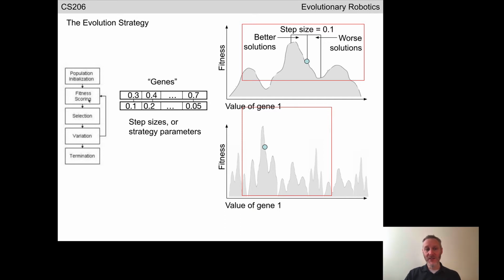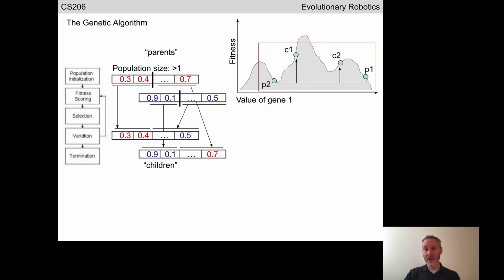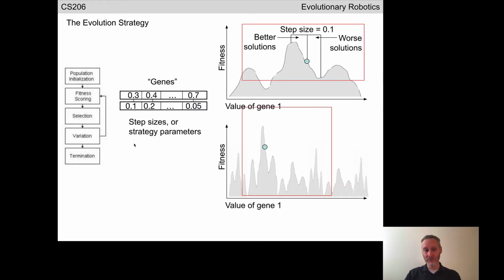Remember, we have these 5 steps in an evolutionary algorithm. We're selecting the parents to reproduce, and we're also selecting which ones are deleted. Once we have chosen our parents, we can determine how they vary, how they produce offspring that are more or less like them. Okay, so let's look at a problem first, and then we're going to see how the evolution strategy solves this.